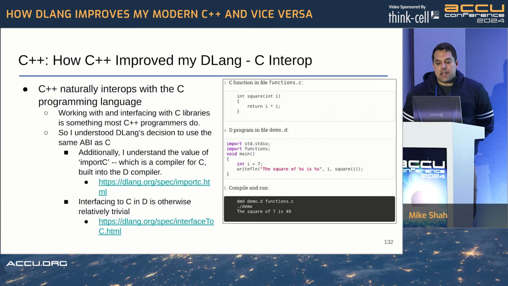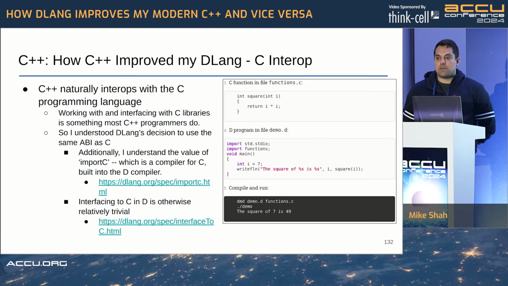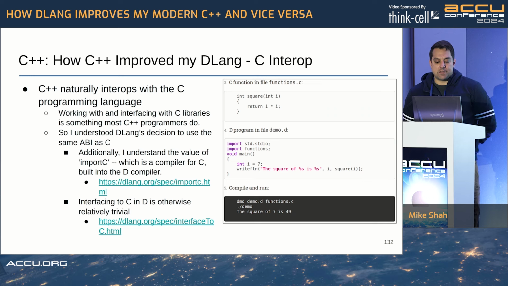On the C++ side, again, by default, we're carrying the C language within C++, right? This ability to interoperate with C code. So the ability to work with C libraries, these types of things are something that I'm used to interfacing with C, for instance. So that's really helped my D programming and just understanding how the bindings sort of work here.